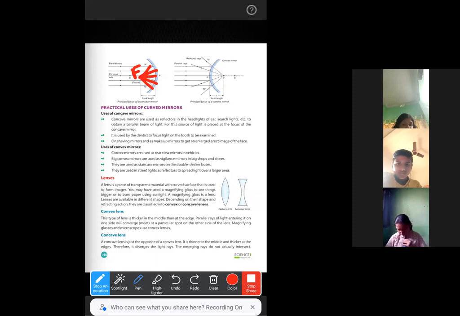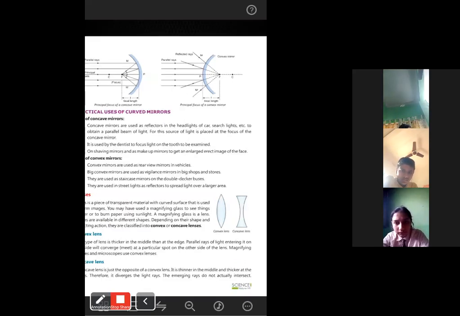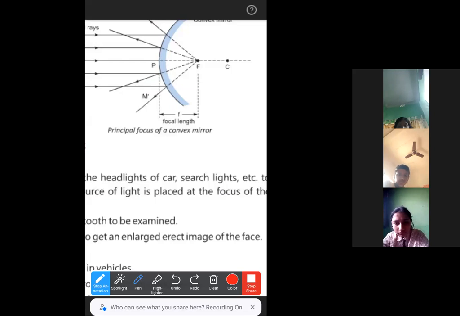And another term is the focal length. So what is the focal length? The distance between the pole and the focus is called the focal length. This distance. So again I am telling you, students, just listen to me very carefully.